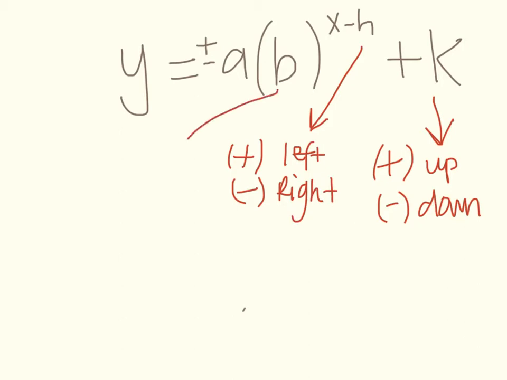B is our base, and this tells us whether we're going to have a growth or a decay. So if B is greater than 1, you will have a growth. If B is in between 0 and 1, you will have a decay.